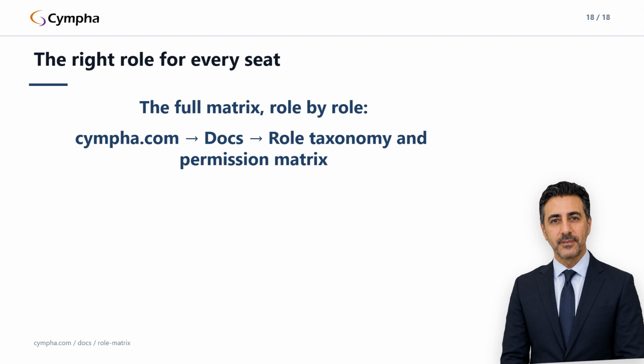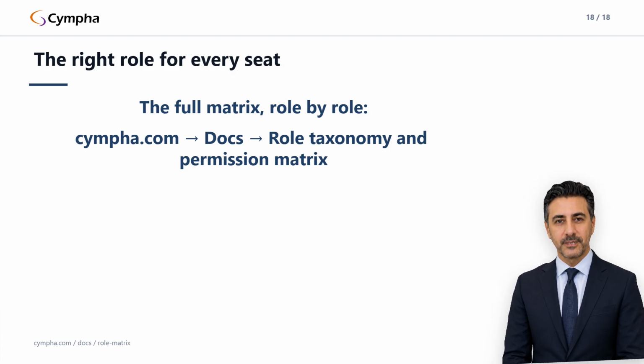The full written matrix, including the role-by-role permission table, the pending role mapping, and the status-to-role list, is at cympha.com, in the Docs section, under Role Taxonomy and Permission Matrix. Pair it with the Case Status Glossary lecture and the whole routing system snaps into focus.